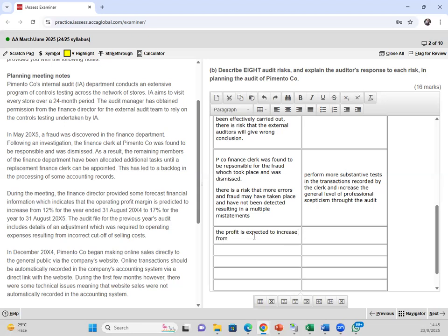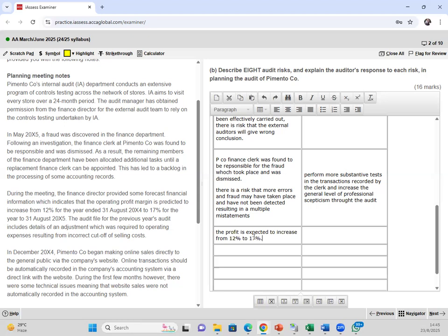Profit is expected to increase from 12% to 17%.